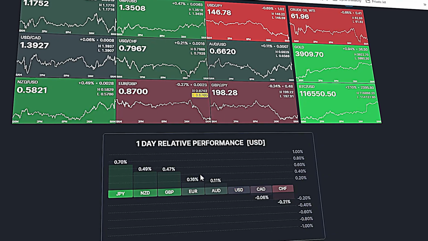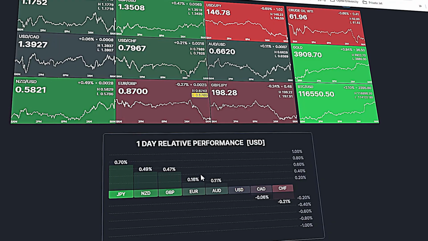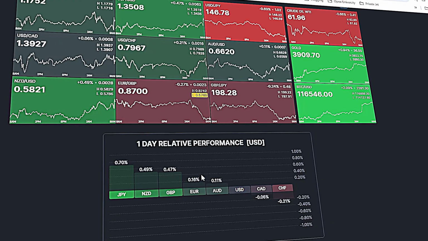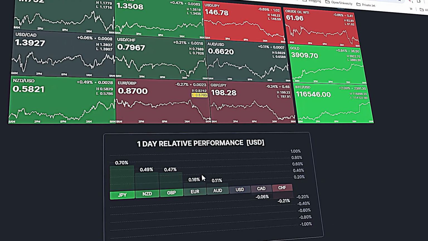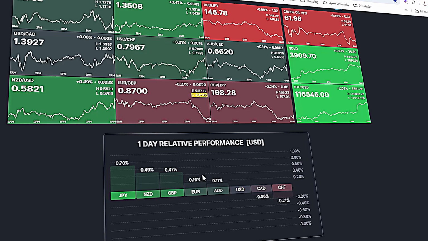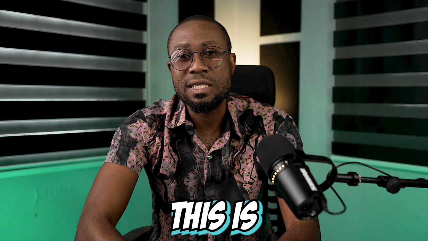Now, if I combine the JPY and the CHF, I will have a currency pair called CHF JPY, which is the Swiss franc against the Japanese yen. And this is also a currency pair that I know many traders are trading nowadays in order to make money.